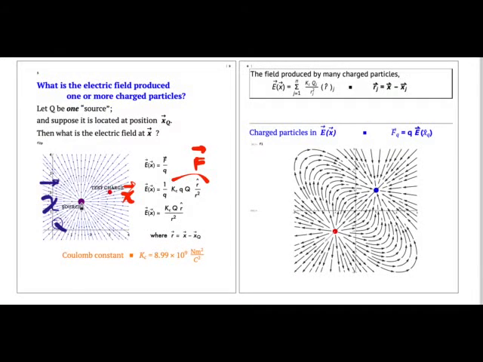R hat means the direction away from the source. R is the vector which goes from the source to the point x. So r is x minus x sub Q. It's the vector from the source. So let me draw r here. Here's r. Well, I didn't draw it very well. Here's r. R is the vector from the source to the point x. So r is this vector.